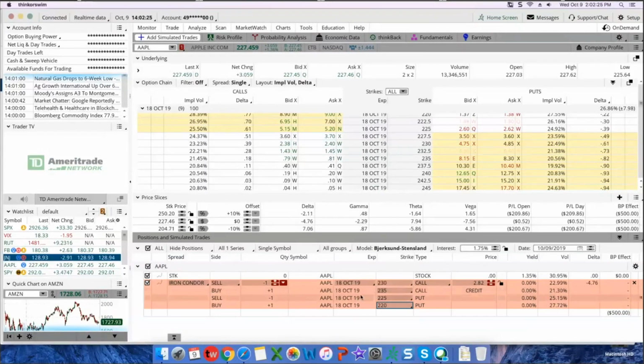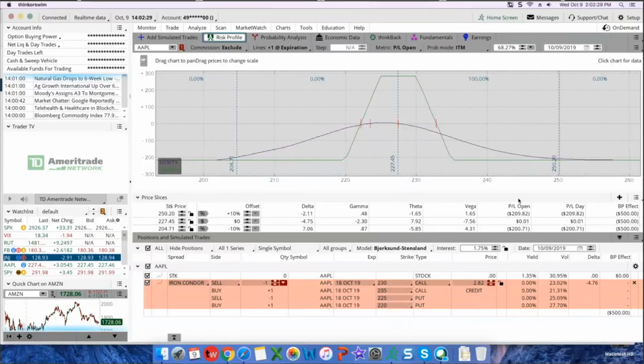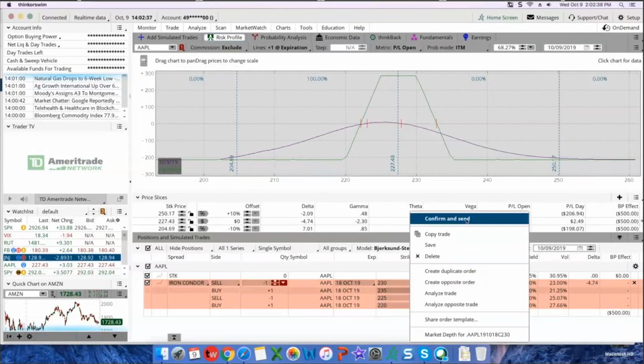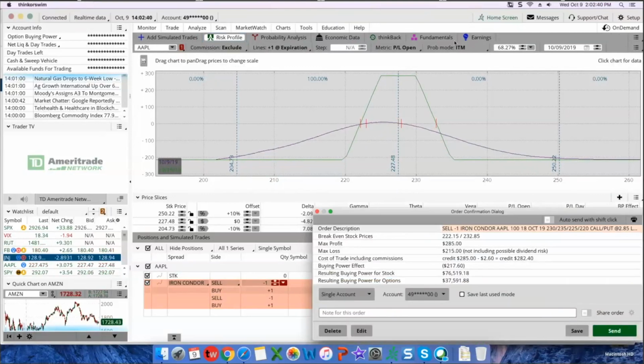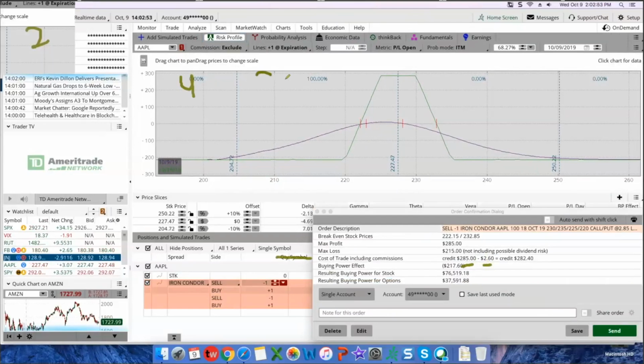I'm in the OC 18 expiration, so it's a 9-day Iron Condor. The graph looks like that. And so I'll just put it at 285 credit, a little bit above where we're at. Confirm and send. So again, the credit is 285 minus, they're charging me for 4 contracts in Apple, 260.